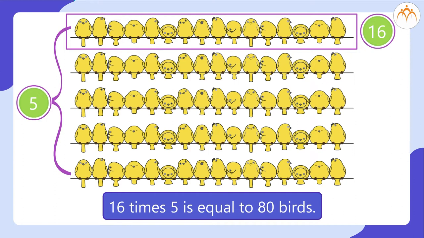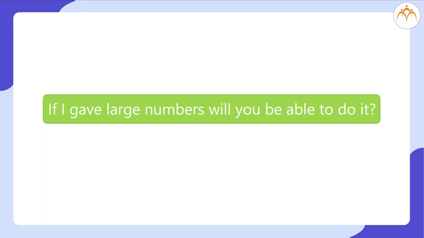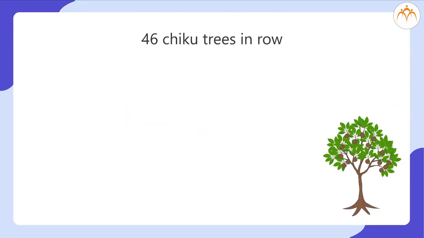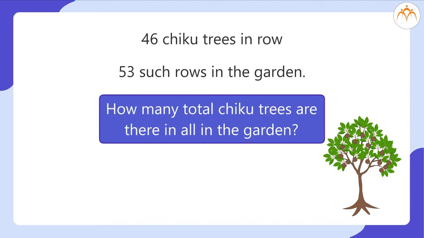This is a mental sum. If I gave you large numbers, will you be able to do it? Let's see. There are 46 chiku trees in a row, and there are 53 such rows in the garden. How many total chiku trees are there in all in the garden?